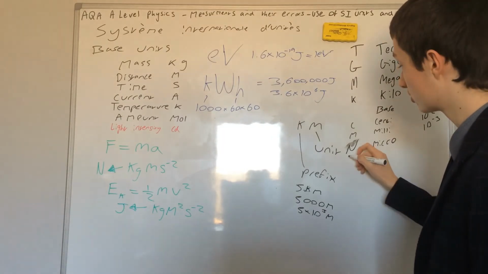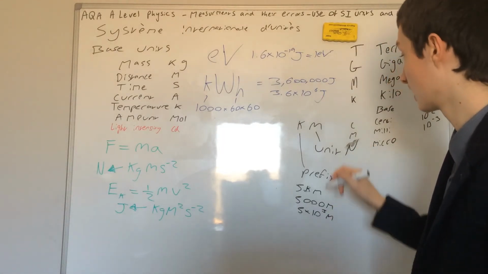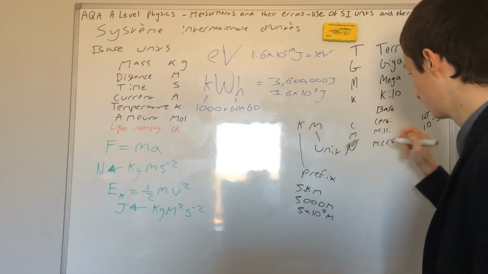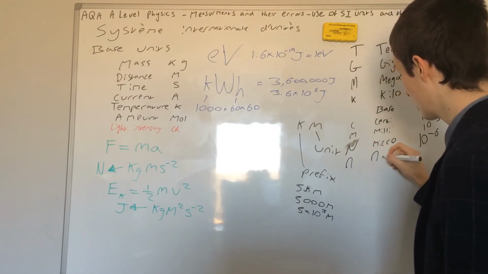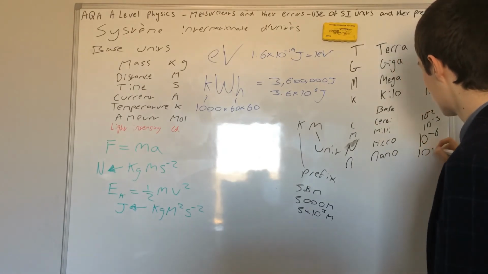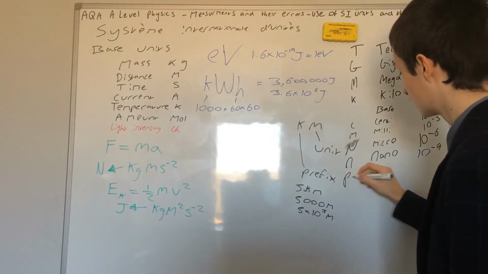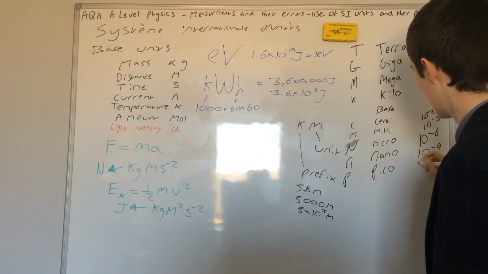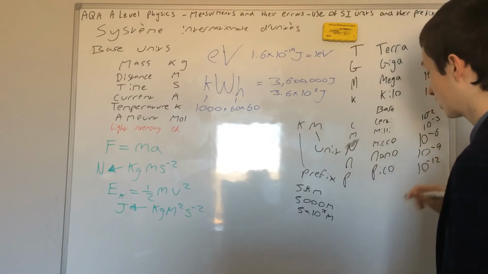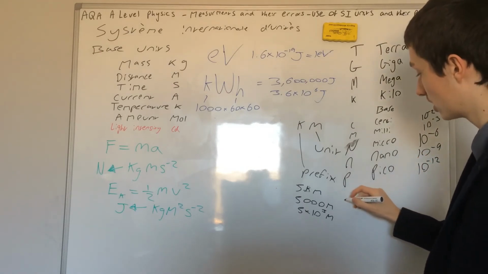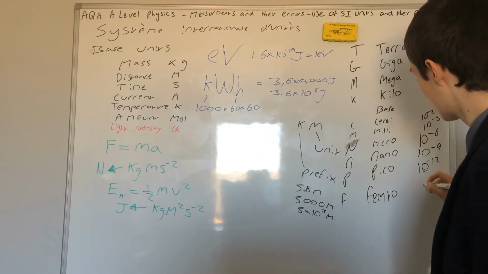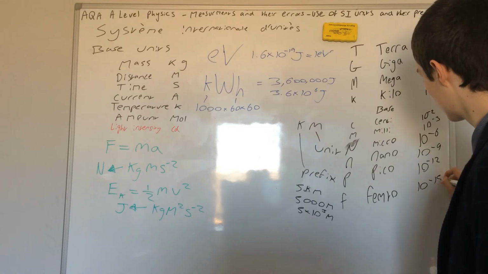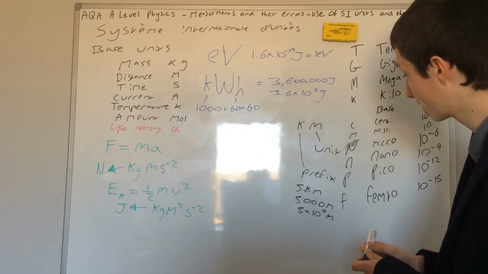That's the Greek letter mu. We already have m and n, so we use mu. That's 10 to the minus 6. Small n is nano, which is 10 to the minus 9. P is pico, which is 10 to the minus 12. You may have seen that as measuring the size of DNA. And then I've got femto, which is 10 to the minus 15, and that's like the size of atoms.